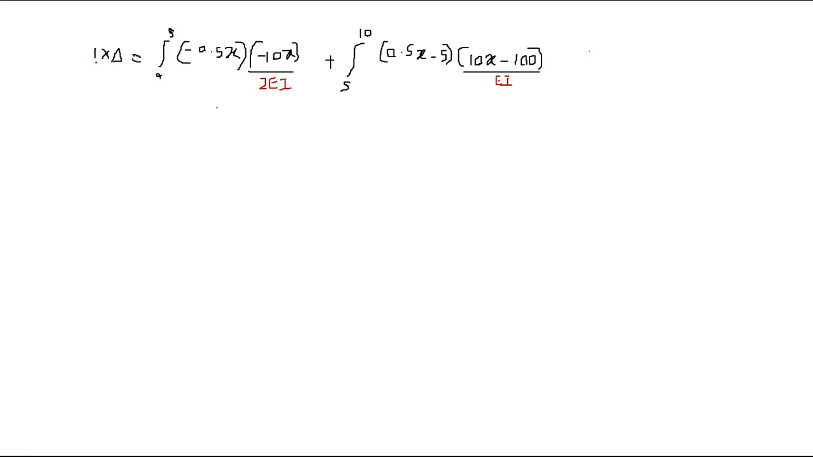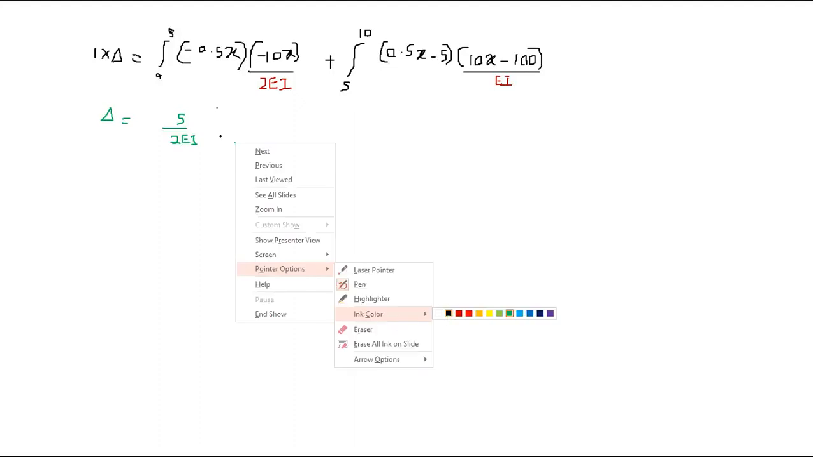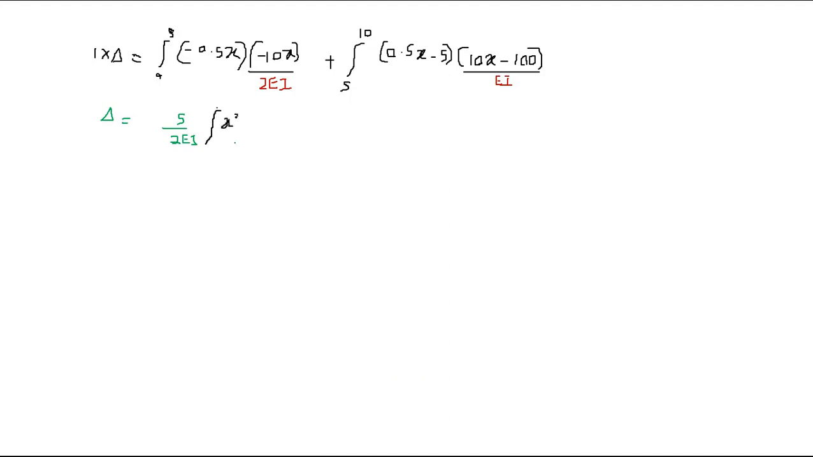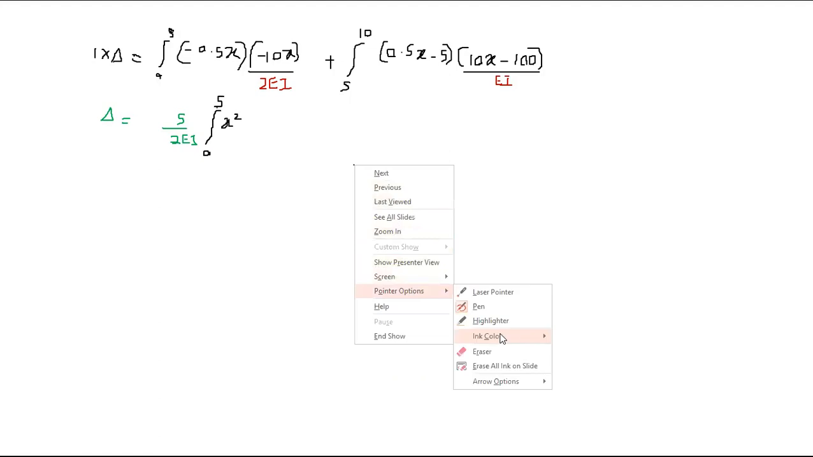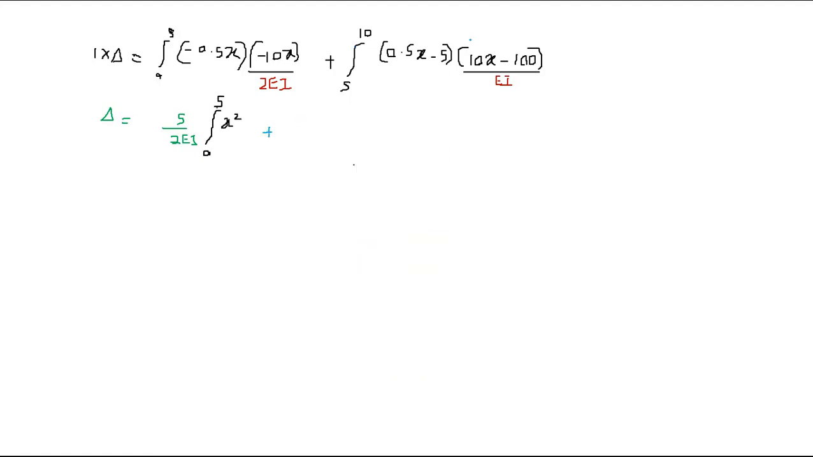So this is the deflection, 1 into delta. So this is delta. So you can take minus 10 and 0.5 multiply and out. So 0.5 into 10 means 5. So you can take 2EI also out. And then your integral remains x squared from 0 to 5. And then you can take a second integral, and you can take 0.5 out from this part and 10 out from this part. 0.5 into 10 means again 5. This is 5. And take EI out.